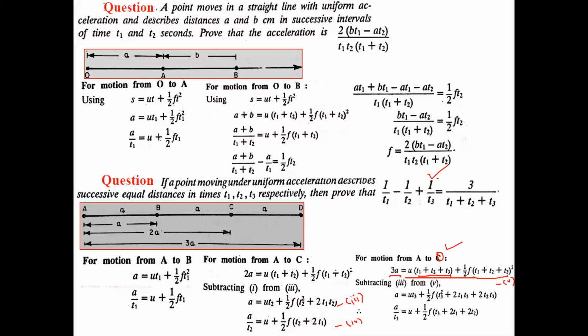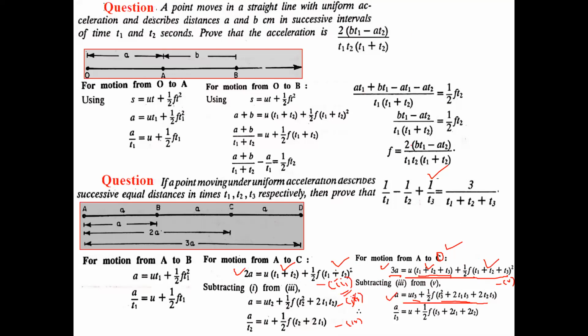So now we are subtracting third from fifth, and when we subtract 3A, sorry, again mistaken, this is my third equation. So 3A minus 2A, what will you get? A, and subtracting these two terms we will get UT3, and again subtracting these two terms we will get this one. You can solve it like this.